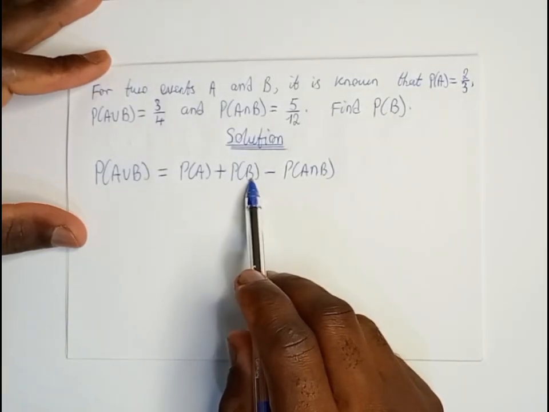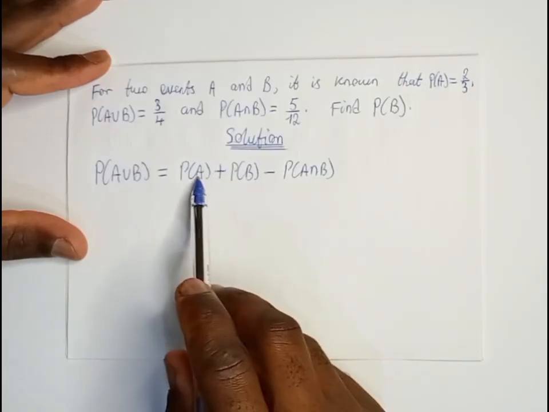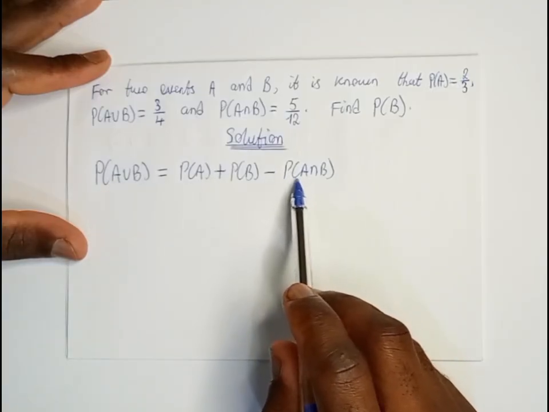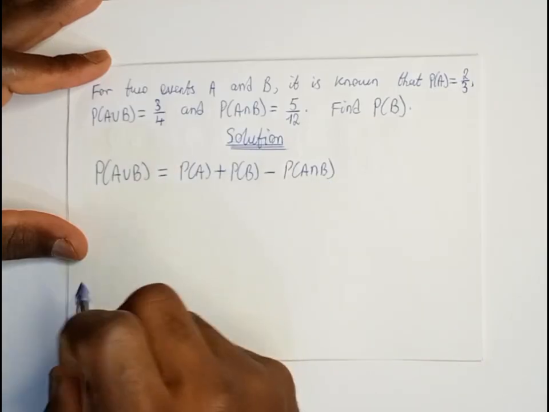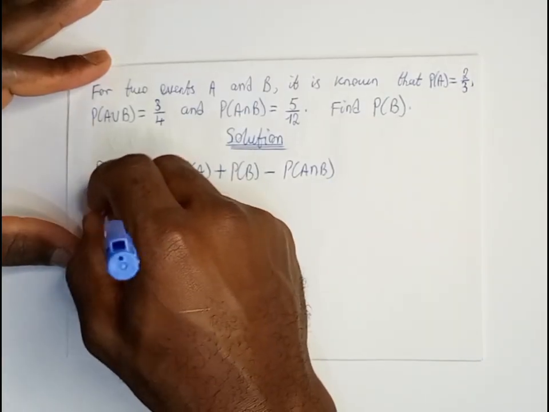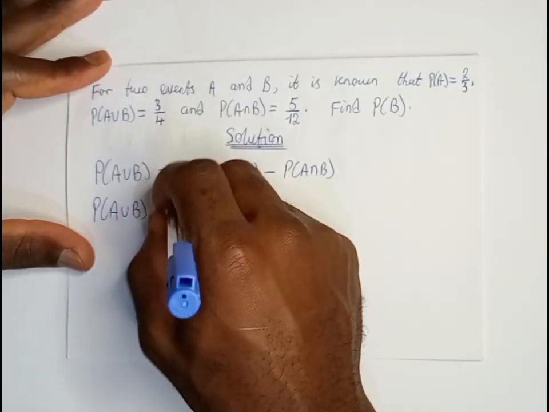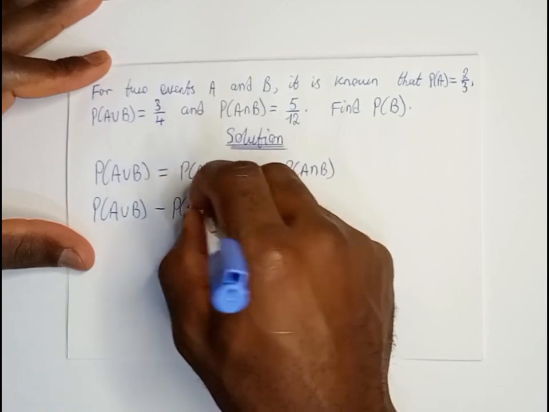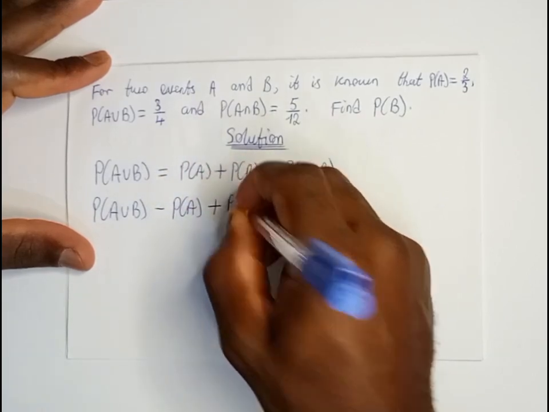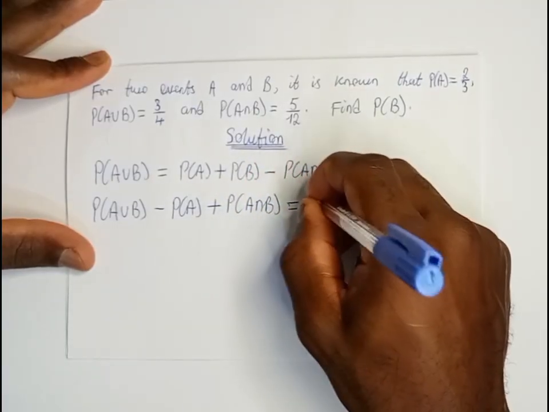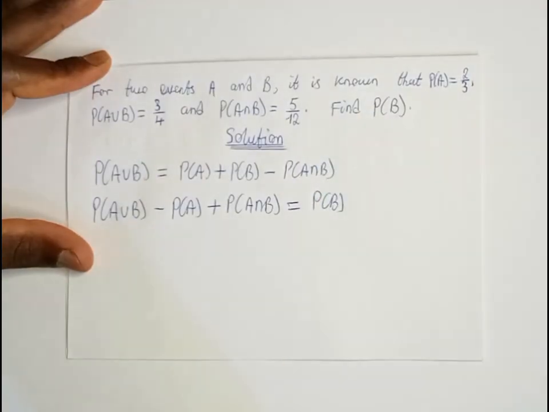We are going to make probability of B the subject of formula by transferring P of A to the left and negative P of A intersection B to the left. So this will give us P of A union B minus P of A plus P of A intersection B, and this will be equal to P of B.